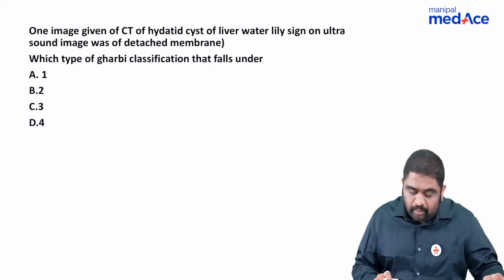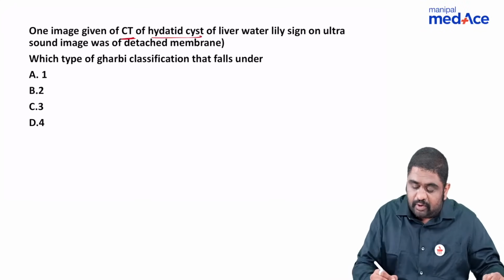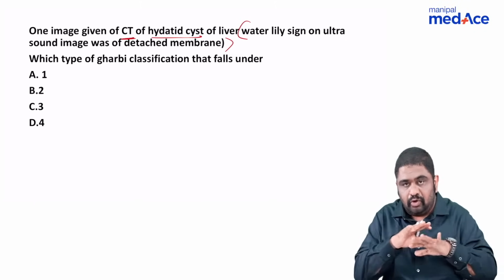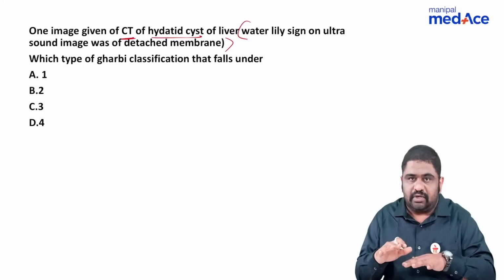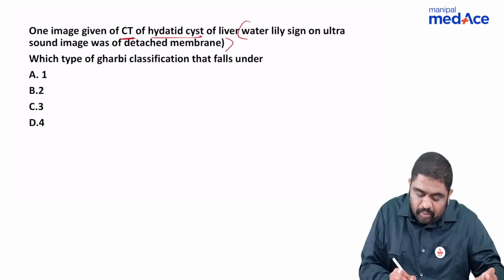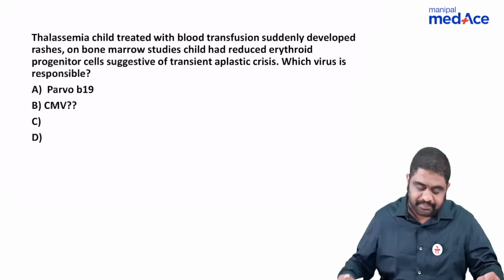Then they spoke about an image of CT of hydatid cyst of liver, where it was similar to the water lily sign on ultrasound. They said the picture looked like the water lily sign of ultrasonogram, but they had shown a CT scan of hydatid cyst of liver. They had spoken about the Gharbi classification. This would be discussed as part of surgery questions.